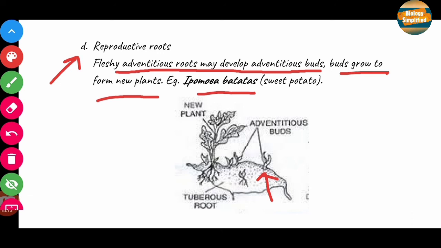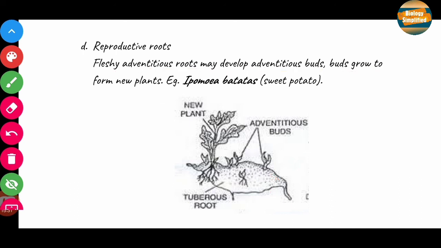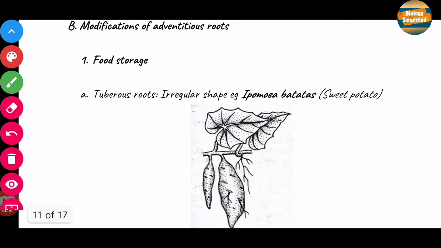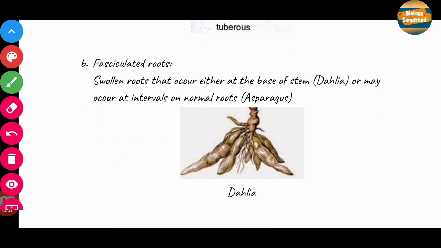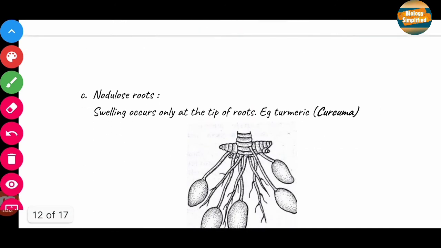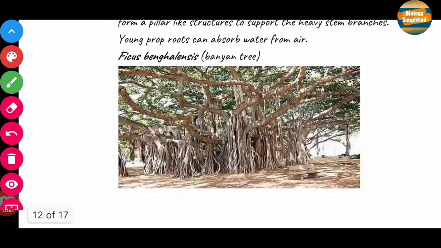Buds are basically small structures, small spots from which new plants arise. These are adventitious buds because they are growing from adventitious roots. This is a modification of adventitious roots. So these were the modifications of adventitious roots. So firstly, we have seen the roots which are modified for food storage. In this case, we have seen the tuberous roots, fasciculated roots, nodulose roots.